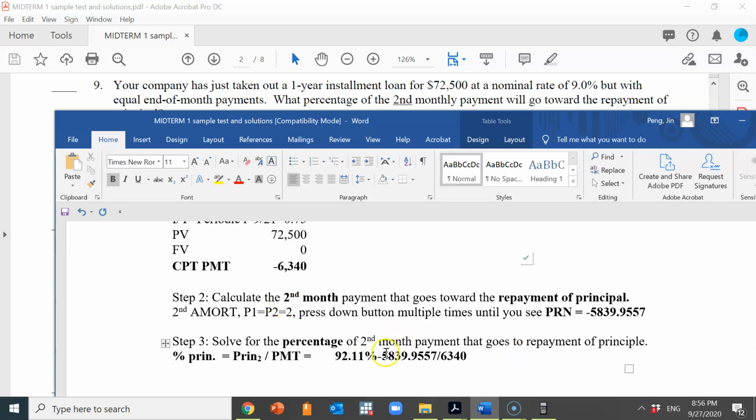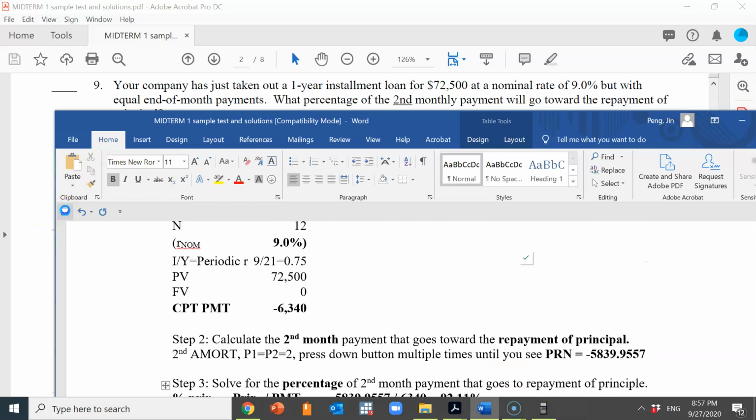They're all payments, so they're all negative, but when we calculate percentage, we don't have to use the negative sign. Okay, here we go. We can just use 5839.9557 divided by 6340, the total payment. Principal repayment divided by total payment is the percentage of principal payments among the total payment.